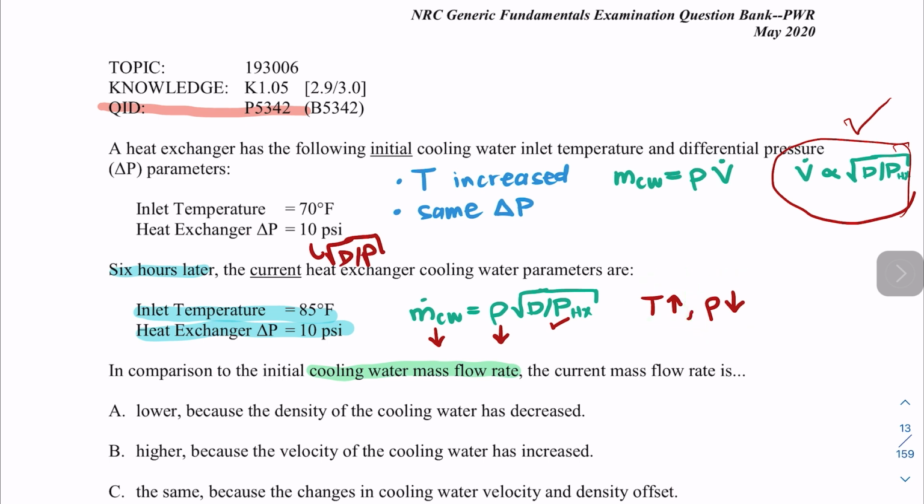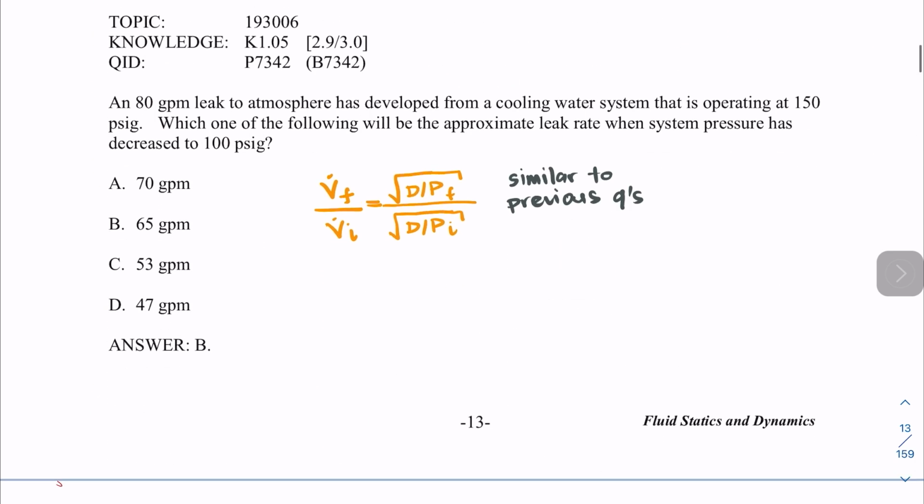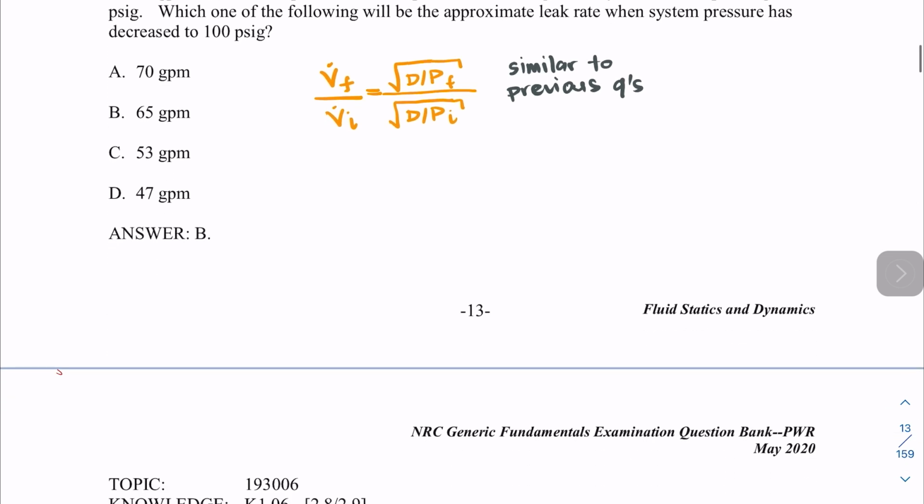Since my temperature is increased, how is this affecting my density? It's decreasing my density, right? So this makes my mass flow rate decrease, right? So I know that my current mass flow rate is gonna be lower. It's not gonna be the same. It's not gonna be higher. So it's lower, because the density of the cooling water has decreased. Yes, exactly that. The temperature increase causes a decrease in my density. So that's totally correct. Okay, so now the next ones are similar to this.